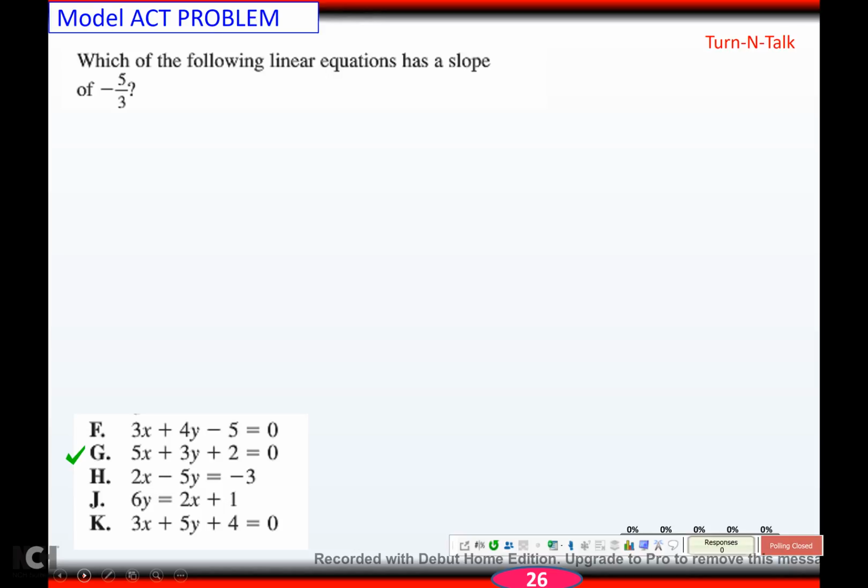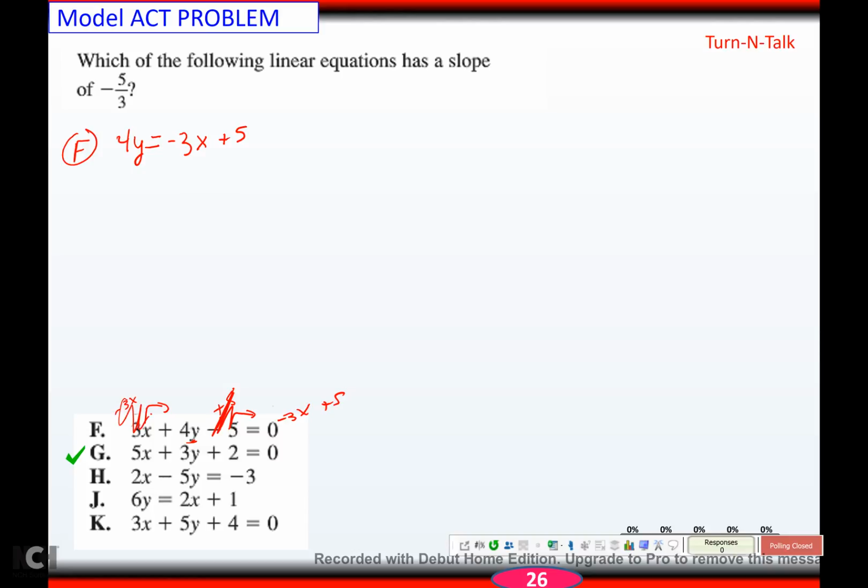Alright, so it says, which of the following linear equations has a slope of negative 5/3? Well, if we look at F, to get slope, I need to get y alone. So I'm going to move this over and this over. So that would leave me 4y equals negative 3x plus 5. Just remember, when you move things to the other side, they're going to have the opposite sign. Because to make a 3x go over the other side, I would subtract 3x, and I would add 5 to make them go away.